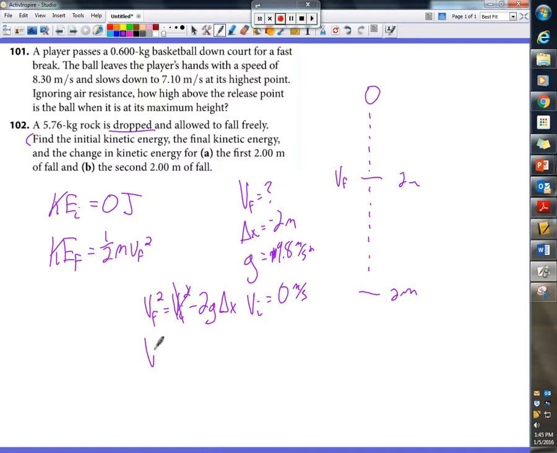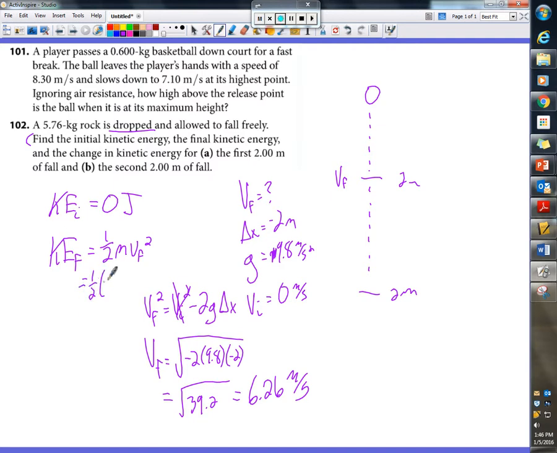So VI cancels out. VF is going to be equal to the square root of -2 times 9.8 times -2, which turns out to be the square root of 39.2, which I believe is 14.6 meters per second, if I'm not mistaken. 39.2. That's not right. What am I saying? Thinking of a different problem. 6.26. Totally the same thing. 6.26 meters per second. So now that we have that speed, plug that in here.